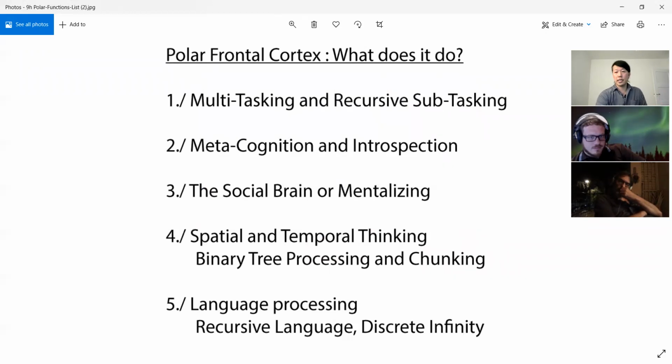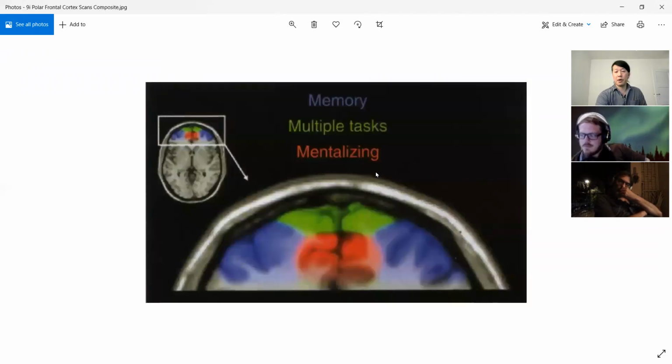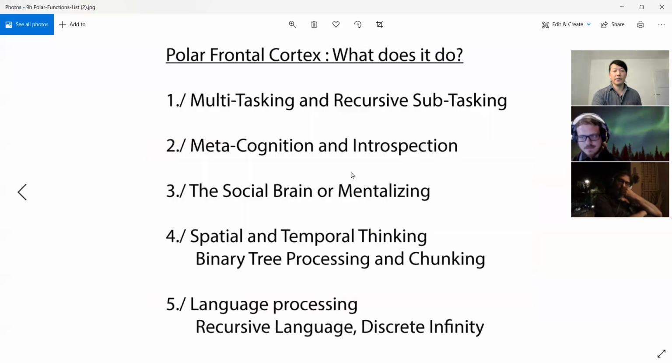So this is a meta-study of over 100 MRI studies, and this is a composite study. And what it's showing is basically the functions of this polar frontal cortex. You see here, at the very tip, multiple tasks, multitasking. Mentalizing, we'll talk about in a minute. Here's memory processing. Now, multitasking is really important. It's something which we do, which is absolutely essential, and it's also something that computers do, which is absolutely essential as well. And also recursive subtasking, looping into subroutines, is really important to how computers work.